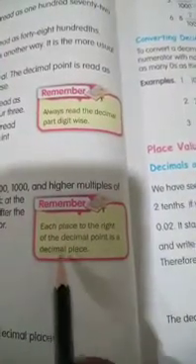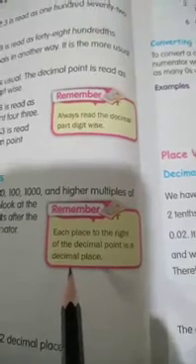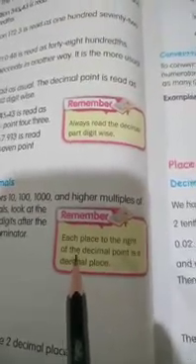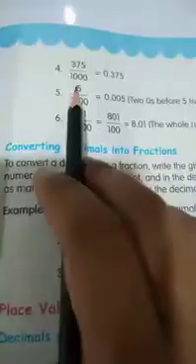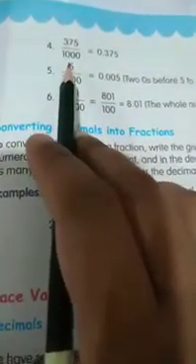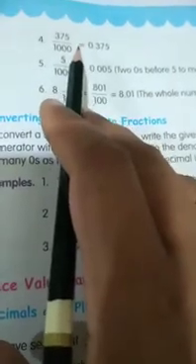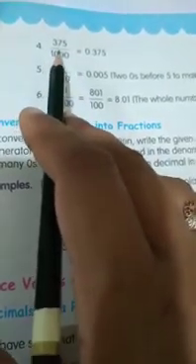A 0 has been placed to have two decimal places. Here, remember box: each place to the right of the decimal point is a decimal place. Next, 375 by 1000. We have to convert this fraction into decimal. So 375 by 1000 equals 0.375.